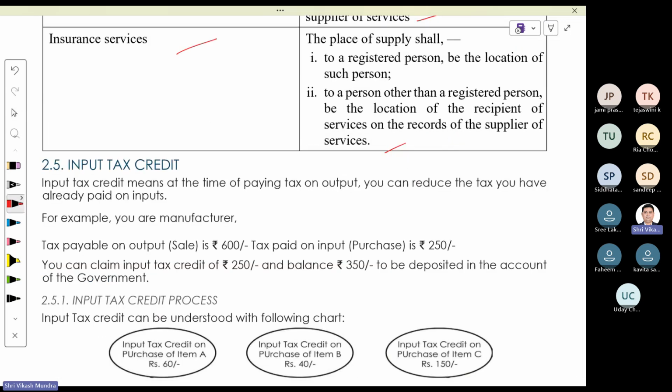Now we are coming to input tax credit. Any idea about input tax credit? What is the input tax credit? Anyone?